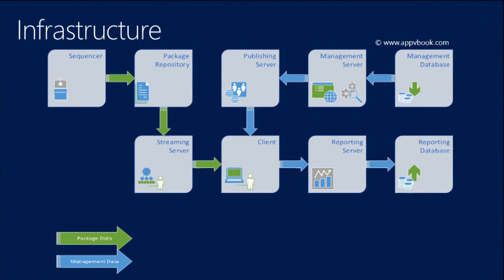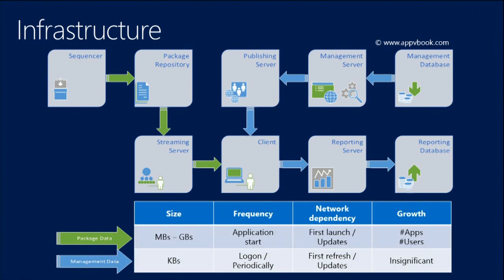If you look at the data flow, the package data flows from the sequencer to some kind of package repository, to the streaming server, to the client. And the management data flows from the database to the management server, publishing server, and down to the client. Those are the two flows. They differ in size. One of them is XML files, so that's kilobytes, and the other is plain old package data, so that's megabytes to gigabytes.